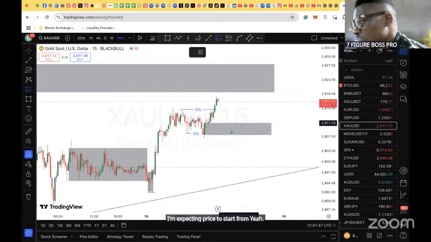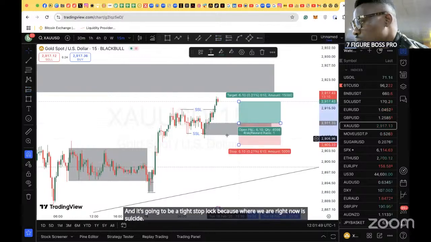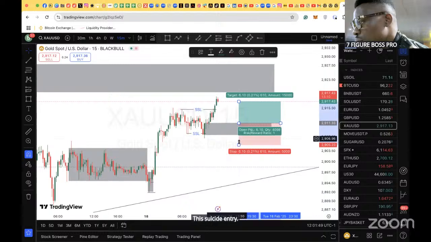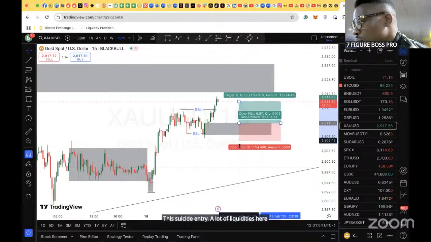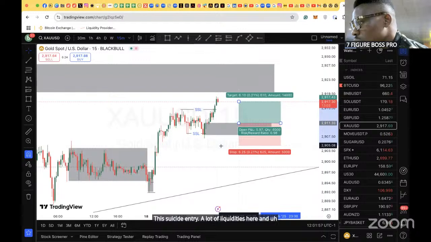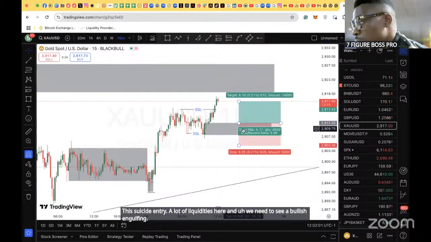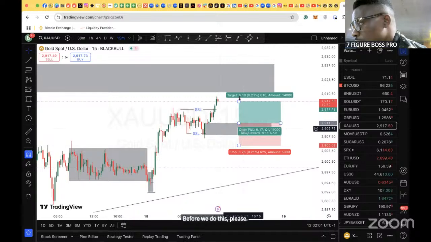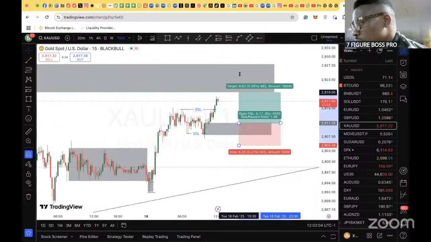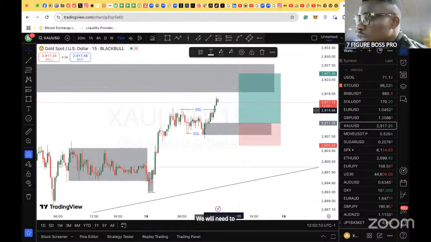And it's going to be a tight stop loss because where we are right now is suicide. The suicide entry, a lot of liquidities here, and we need to see a bullish engulfing before we do this, please. Our target is all of this place. We need to see a bullish engulfing before we do this.